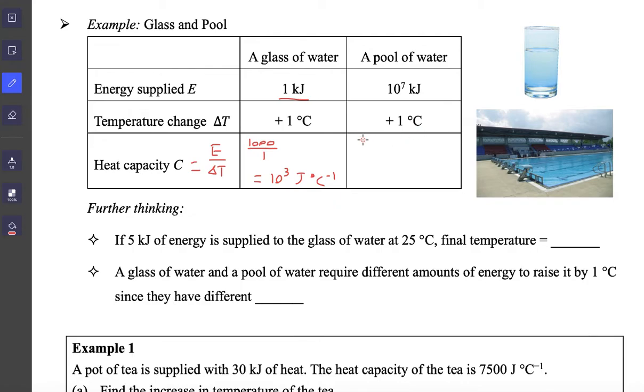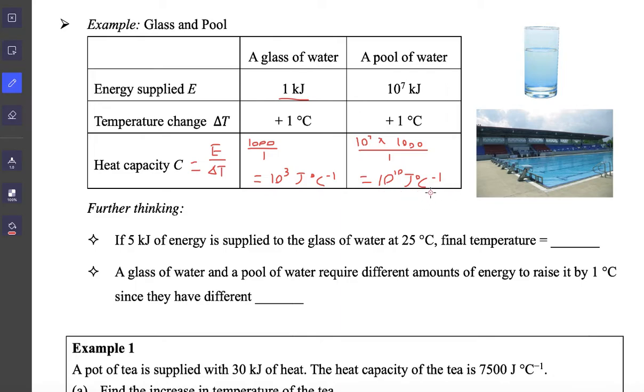And for a pool of water, which requires a lot more energy to increase its temperature by 1 degree Celsius, this time the energy here would be 10 to the power of 7. Also, we need to change it times 1,000 because it's 1 kilojoule. And the delta T is the same, also 1 degree Celsius. So because 1,000 is 10 to the power of 3, we will get this answer of 10 to the power of 10 joule per degree Celsius.